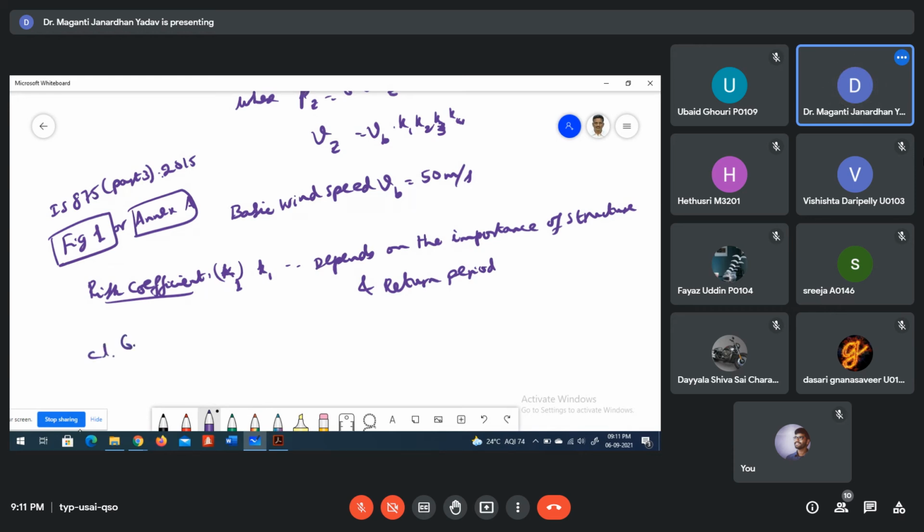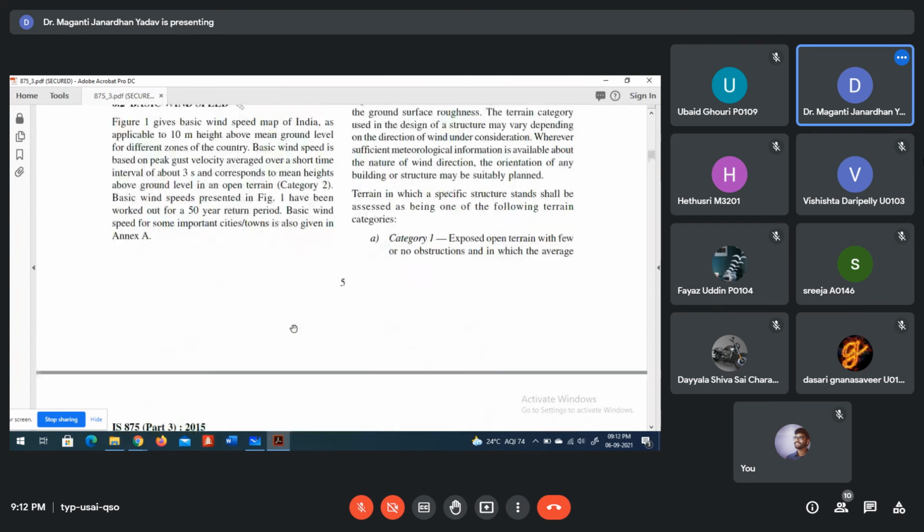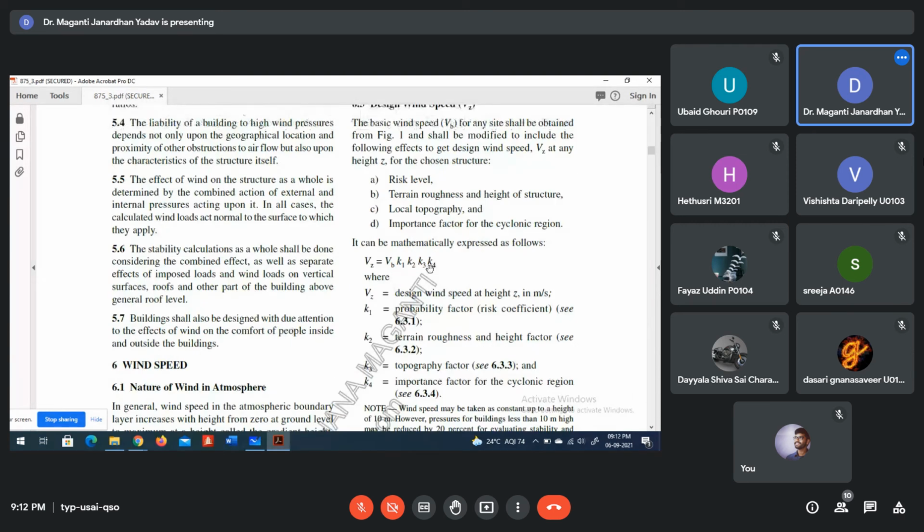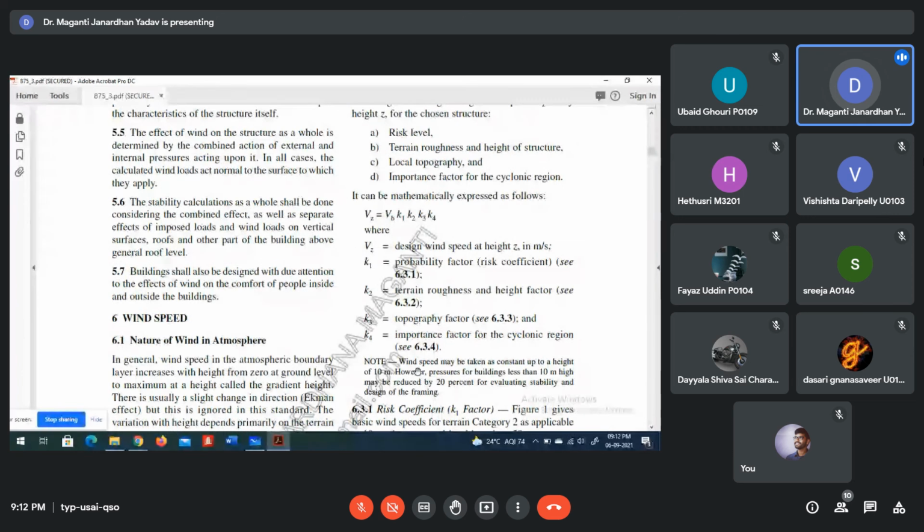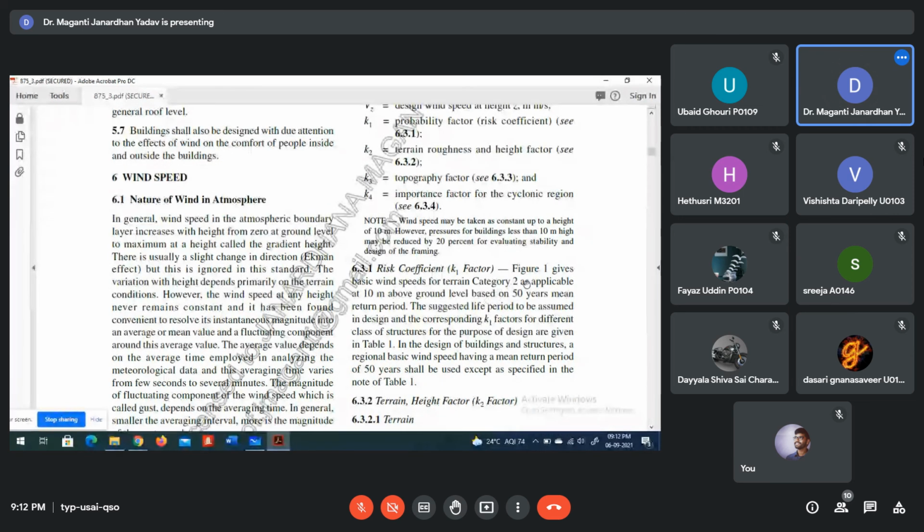Look at clause 6.3.1. Go to page 5 and table 1. See, this is a formula given by the code. K1 probability factor risk coefficient, K2 terrain roughness, K3 topography factor, K4 is importance factor for the cyclonic region. You see this risk coefficient.